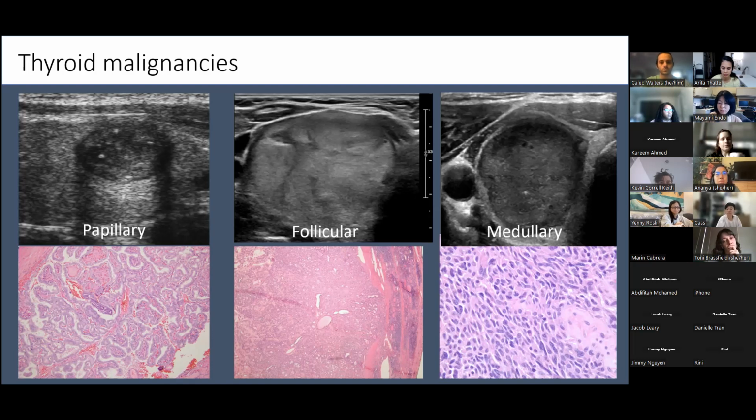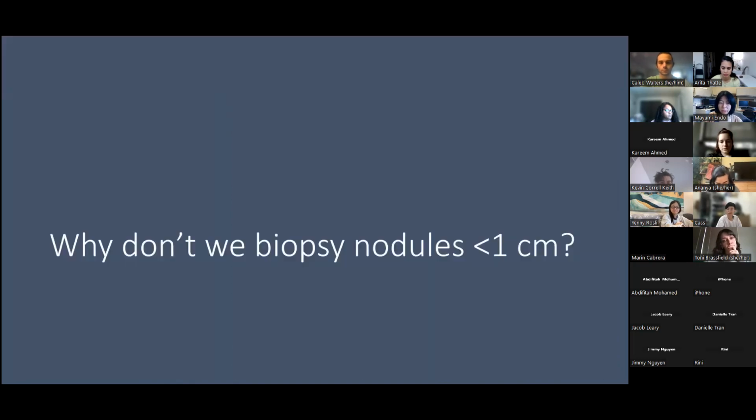Any questions so far? All right, I'll keep going. Why don't we biopsy nodules less than 1 centimeter in size, regardless of how it looks on the ultrasound?